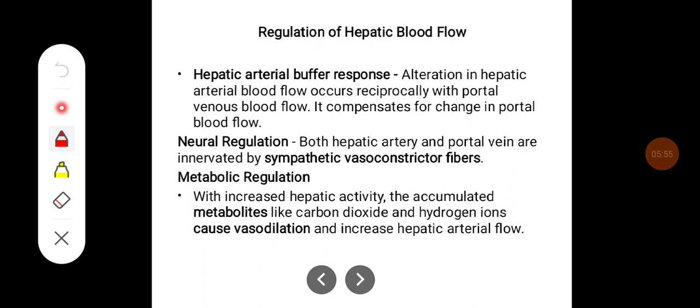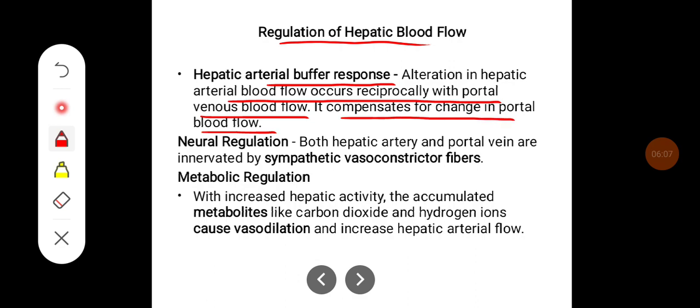Hepatic arterial regulation of the hepatic blood flow. Hepatic arterial buffer response. Alteration in hepatic arterial blood flow occurs reciprocally with the portal venous blood flow. It compensates for change in the portal blood flow. Neural regulation. Both hepatic artery and portal vein are innervated by sympathetic vasoconstrictor fibers. And metabolic regulation is also seen in hepatic blood flow.